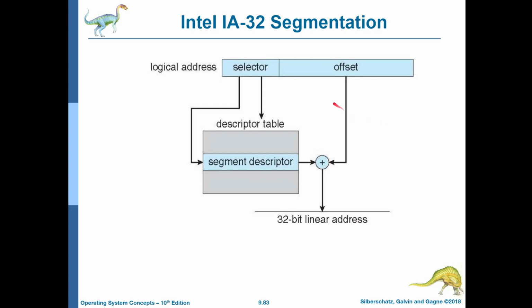So you can see here that we have our offset and we have our selector. The selector decides which descriptor table to go to, finds the segment descriptor, and then adds the segment descriptor and creates the 32-bit linear address.